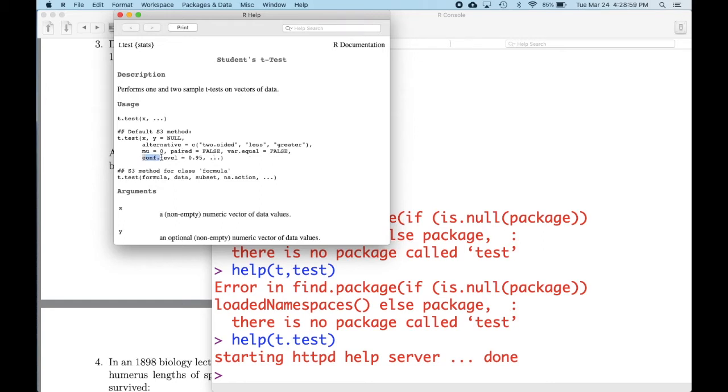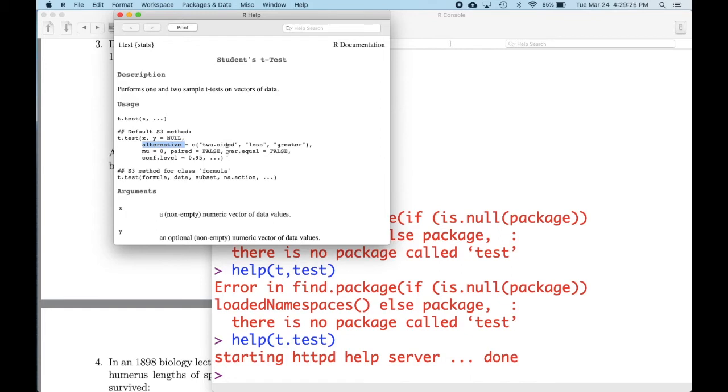Okay, so this confidence level is going to change depending on what your significance level is. So if we had a 5% significance level, that's going to assume that's the default, so that means a 95% confidence level. If you want to change whether it's two-tailed or left-tailed or right-tailed, that changes the alternative. So you would say two.sided or less or greater. I'll show you how all that works.